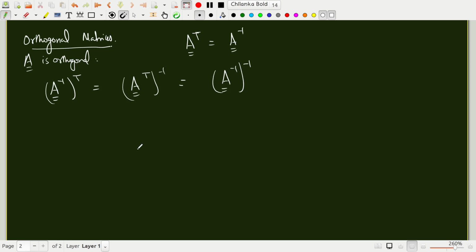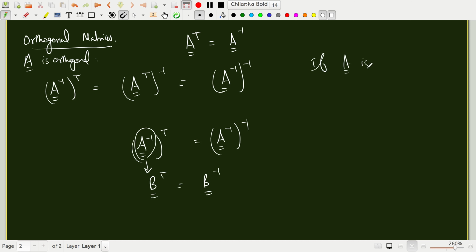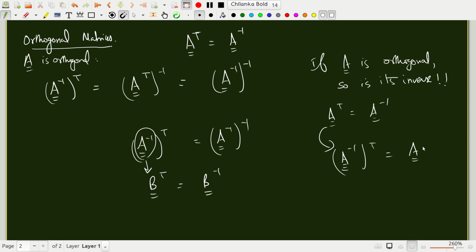Okay, so that means that A inverse whole transpose is equal to A inverse whole inverse. If I just call A inverse as B, then this becomes B transpose is equal to B inverse. That is, if A is orthogonal, so is its inverse. That is, if A is orthogonal, A transpose is A inverse, then this automatically guarantees its inverse, A inverse whole transpose, is also the same as A inverse whole inverse, which is A.